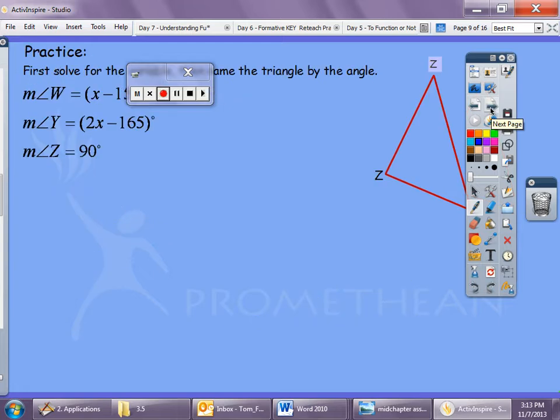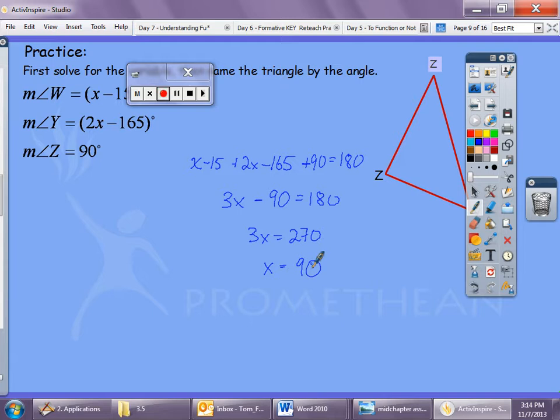If we look at example 2, we have x minus 15, 2x minus 165, and 90. We know that x minus 15 plus 2x minus 165 plus 90 equals 180. So we can say 3x minus 90 equals 180. 3x equals 270. x equals 90. So x is equal to 90 degrees.